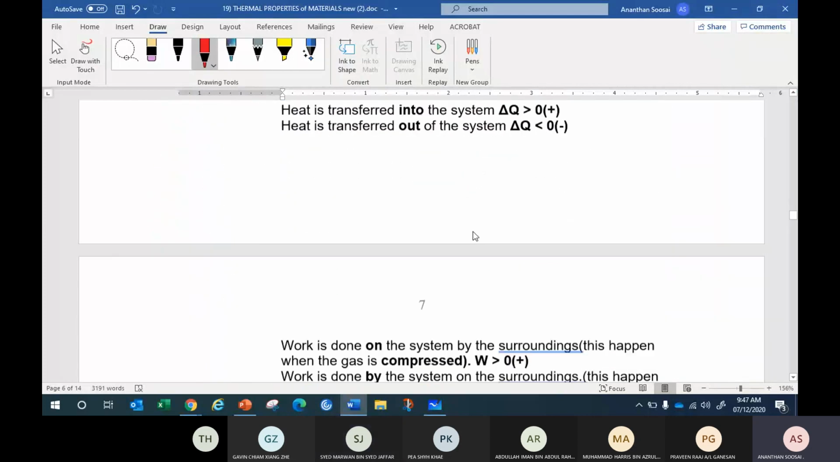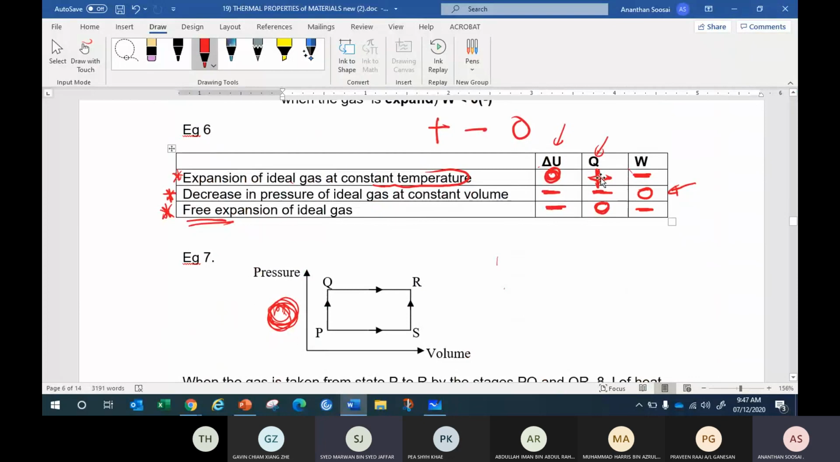Then in physics, we talk about how the internal energy changes. Change of U. If the volume doesn't change, what is zero? Work is zero. When they say free expansion or free compression, what is zero? Q is zero. When they say constant temperature for an ideal gas, what is zero? Change of U is zero.